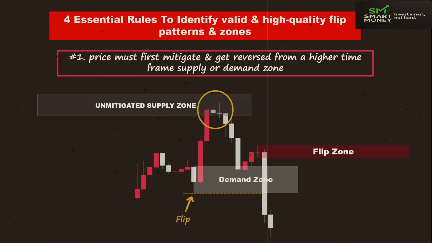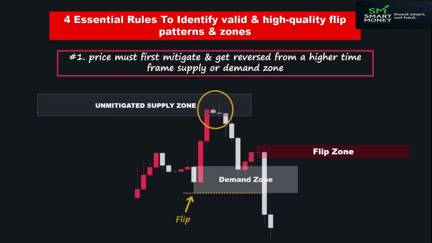This rejection signifies a shift in market sentiment and sets the stage for a potential flip. This means that price should encounter and react to a significant level of supply or demand before forming the flip pattern. If price does not mitigate a supply or demand zone and simply creates a flip pattern, it cannot be regarded as a valid flip pattern.